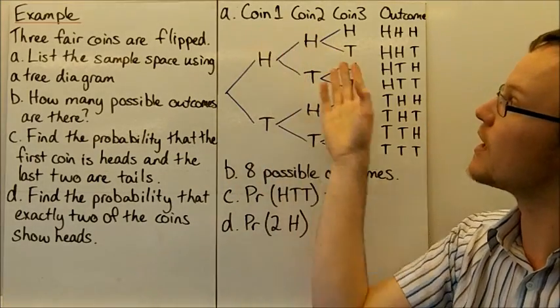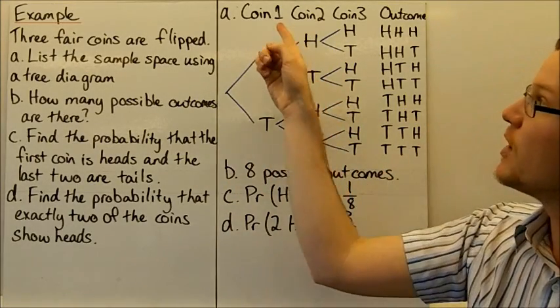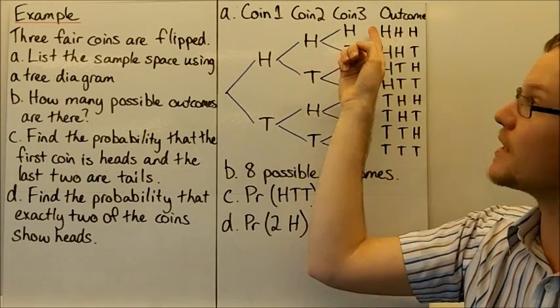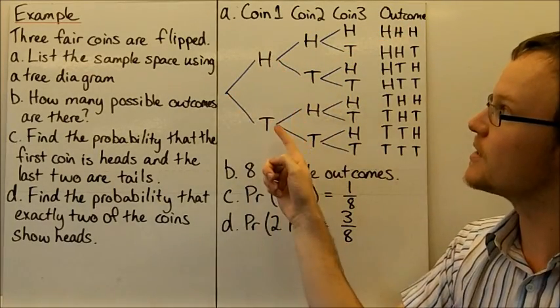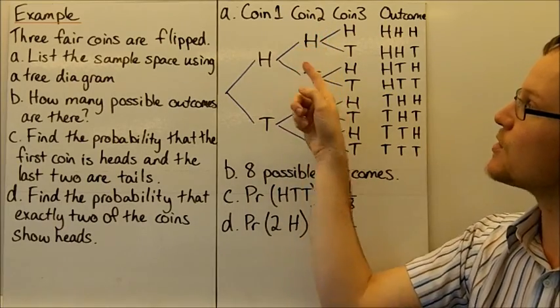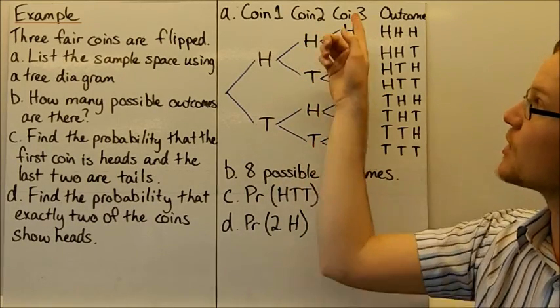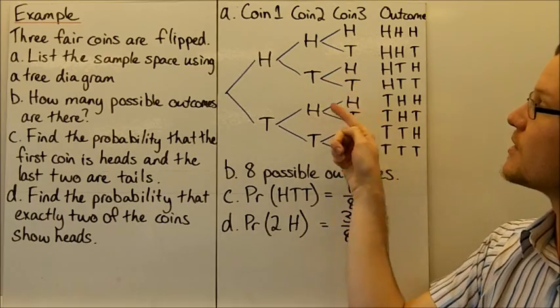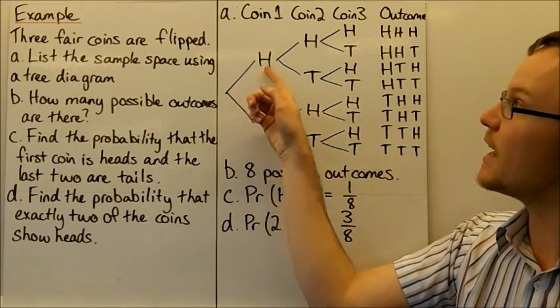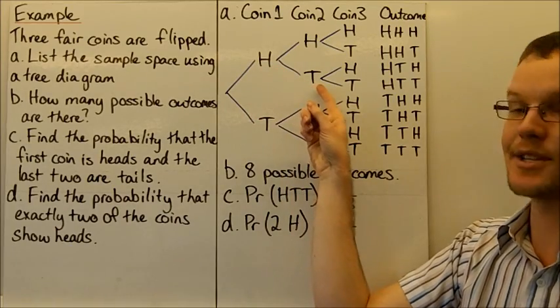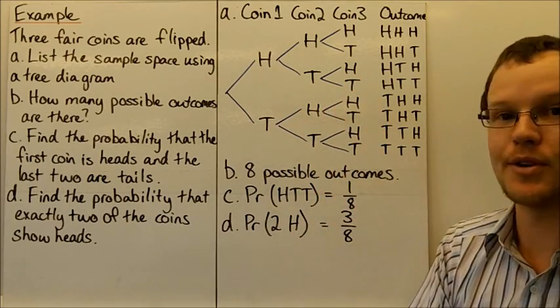So here I've drawn up our tree diagram. We've got coin 1, coin 2, and then coin 3, and the possible outcomes. Coin 1, possible outcomes are heads or tails. Coin 2, heads or tails, and coin 3, heads or tails. So the possible outcome might be a head on the first coin, a tail on the second coin, and a head on the third coin.